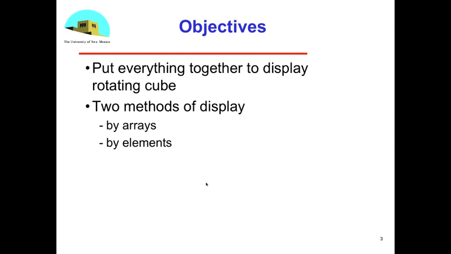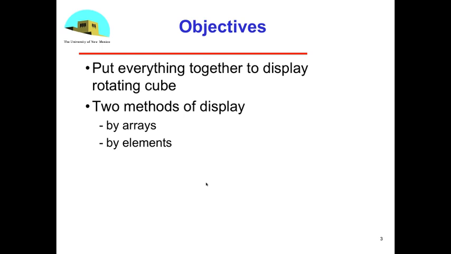What I want to do is put together everything we've talked about modeling and some of the code development we've been doing, and look at two different ways of doing that display. First, by drawing arrays, which is what we've been doing in our other examples, but a more efficient way is to draw it by elements, which brings in the kind of modeling that we talked about in the last lecture. So let me just show you where we're going to get, and I'm going to do this in stages.